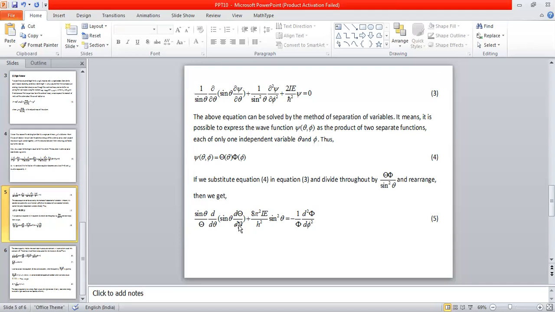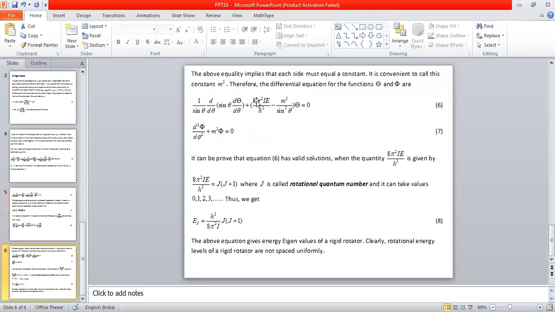That is possible only when these terms are equal to a constant. So therefore, equation 5 must be equated to a constant, and that constant is some number. Let us proceed. So the above equality implies that each side must be equal to a constant. It is convenient to call this constant m square.